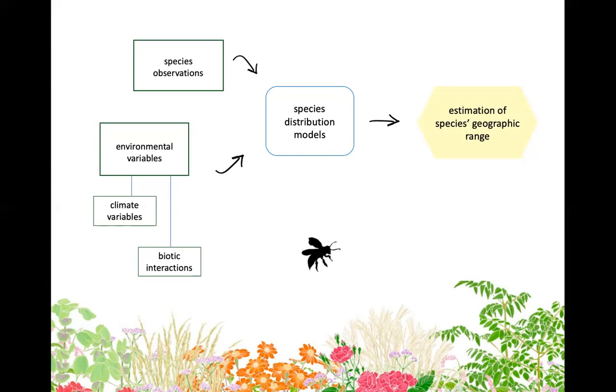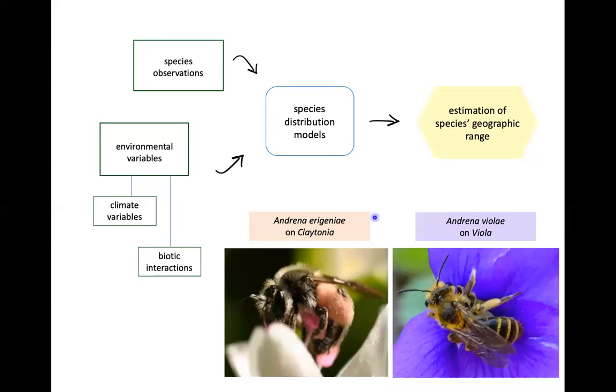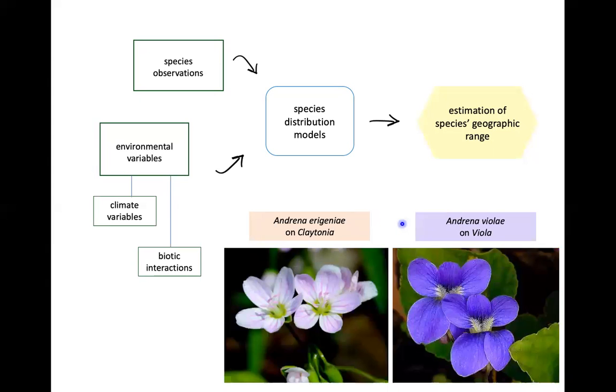And so to study this, I looked at Andrena eriginae and Andrena violae, as they both depend on one plant genus, either Claytonia or Viola. These bee species are mainly in the eastern United States and southeastern Canada, but their host plants are present throughout both countries. And so I wanted to look into what factors may be restricting them, comparing climate variables to biotic interactions, such as their host plant.